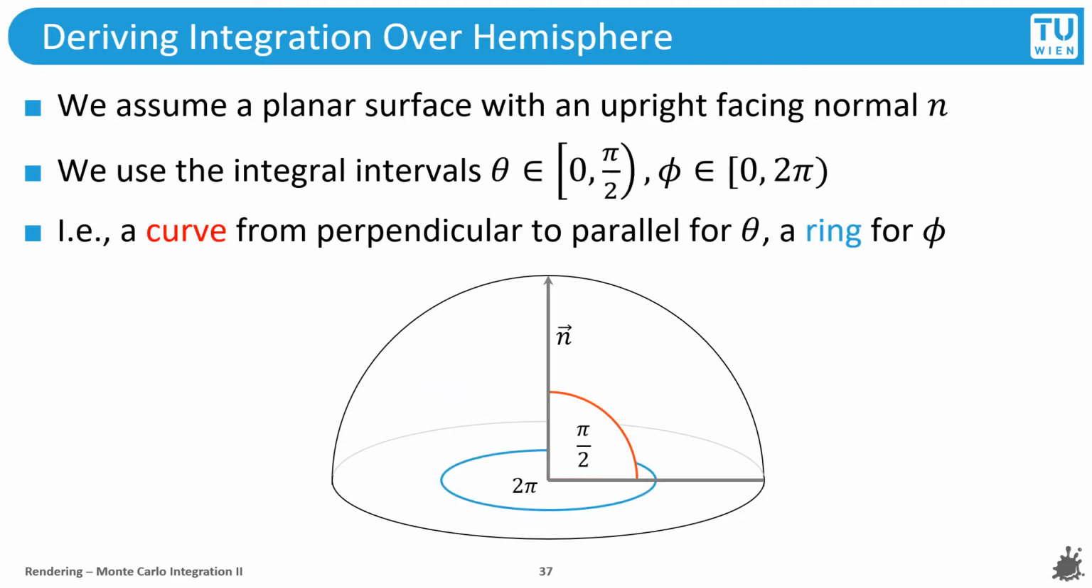First, let's define our setup. We have a planar surface that the point in the scene and the hemisphere rests on. The surface has a normal and the hemisphere is oriented around it. So the range of theta from normal to parallel covers exactly pi over 2 radians. Since phi covers the full circle, its range is from 0 to 2 pi.